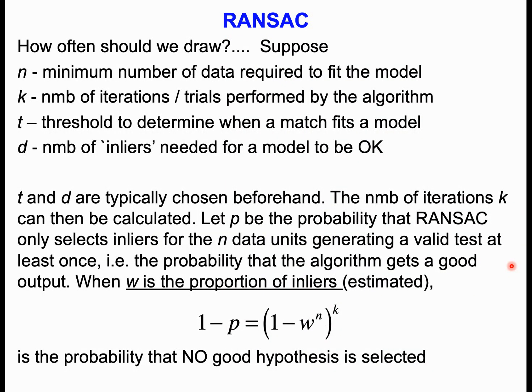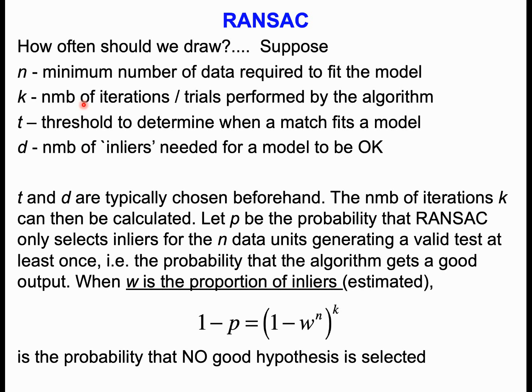One question might be, how often should we draw? Suppose actually we have these 4 variables. So n corresponds to the minimum number of data required to fit the model. K, the number of iterations or trials that need to be performed by the algorithm. T is the threshold to determine when a match fits the model. And D is the number of inliers needed for a model to be okay. So the T and D are actually user-defined parameters that are chosen beforehand.